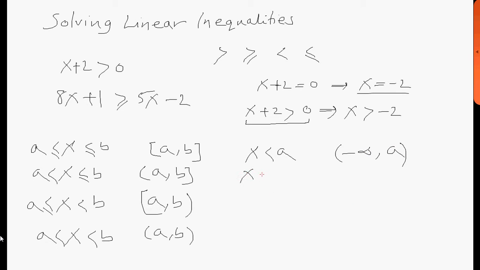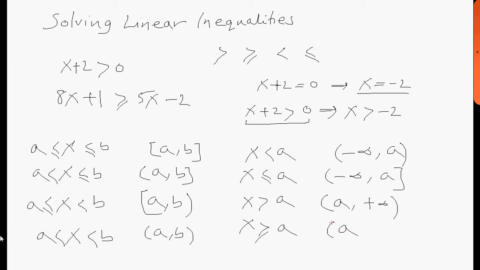If x is less than a, then the equivalent interval is from negative infinity to a, round brace. x less than or equal to a, from negative infinity to a, square brace, indicating that x can be equal a. x is greater than a, so it's from round brace a to positive infinity, and x greater than or equal to a is the same as this interval, from a, square brace, to infinity. So here the square brace indicates that x can also be a.